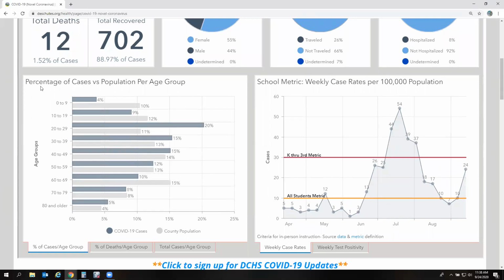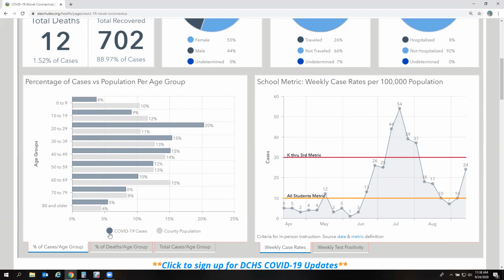So this chart here shows the percentage of cases versus population per age group. So I'll break that down for you. You can see on the left here are different age groups. So these are 0 to 9-year-olds all the way up to age 80 and older.